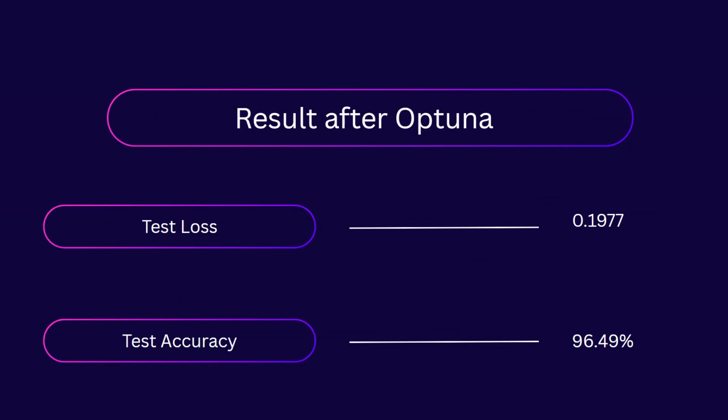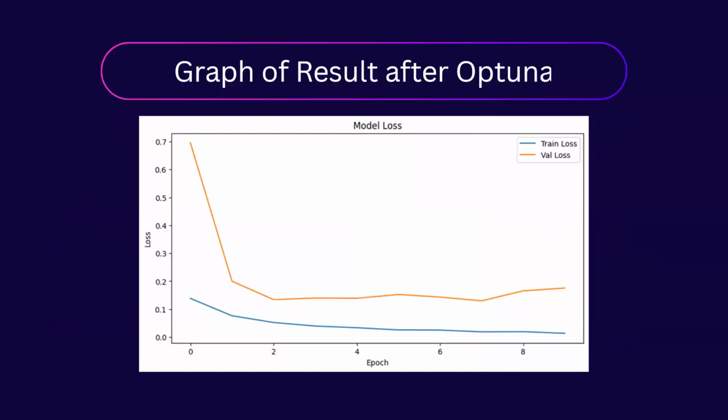And second, it is automated and scalable, which helps the model automatically generate the best combination from the model. It also supports early stopping. Early stopping is a process which helps stop the model epochs if the model continuously drops the accuracy. After using Optuna, we got a test accuracy of around 96.49 and a test loss of 0.19.